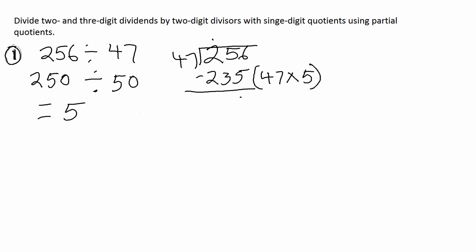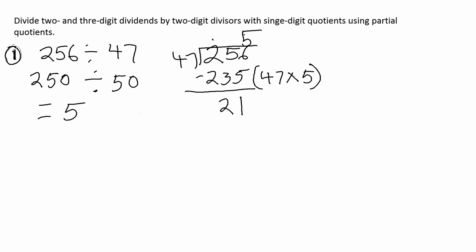I will then subtract. 6 minus 5 is 1, 5 minus 3 is 2, 2 minus 2 is 0. So I am left with a quotient of 5 and a remainder of 21. And since 21 is less than my divisor 47, my problem is complete.